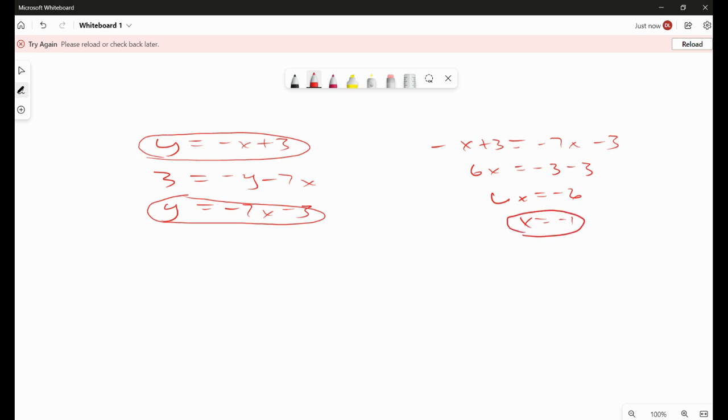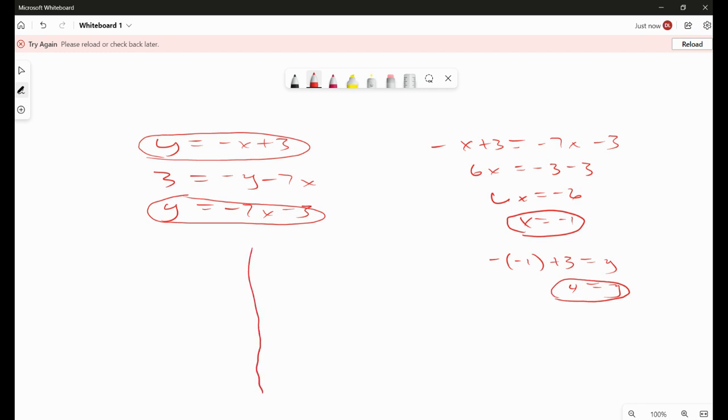So then from there, I've got x equals negative 1, and I'm just going to plug my negative 1 in, and I get negative 1 plus 3 equals y, and that's going to equal 4. So y equals 4. So now I know my intersection point.